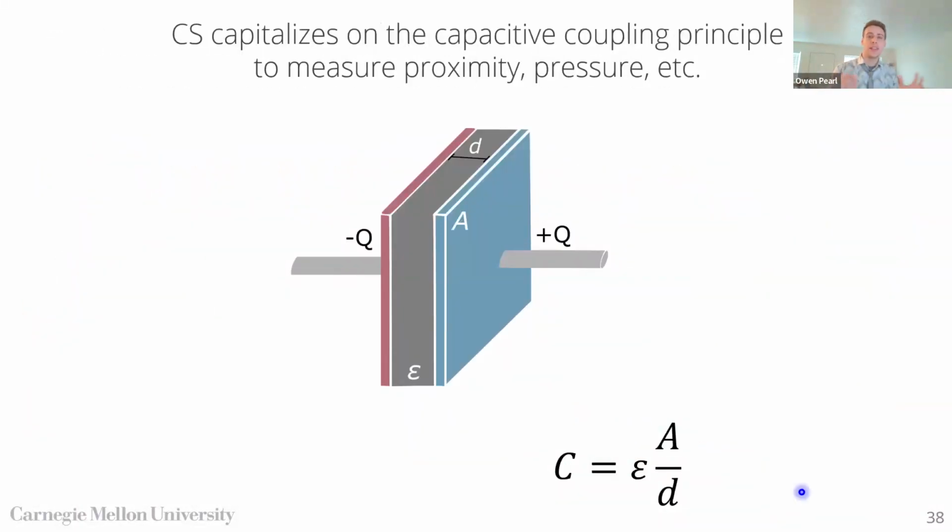So if you've ever seen in your high school physics class, the parallel plate setup, basically anytime you have conductive charge building up on two surfaces, you have a capacitive coupling that exists between them. And for a parallel plate setup, it can be modeled with the following equation.